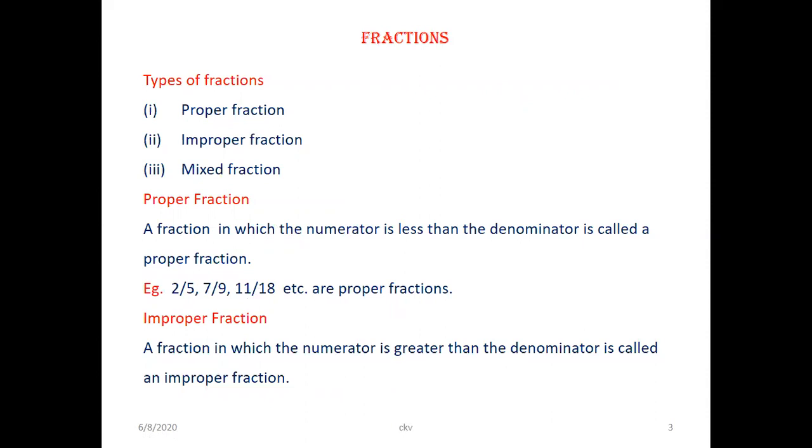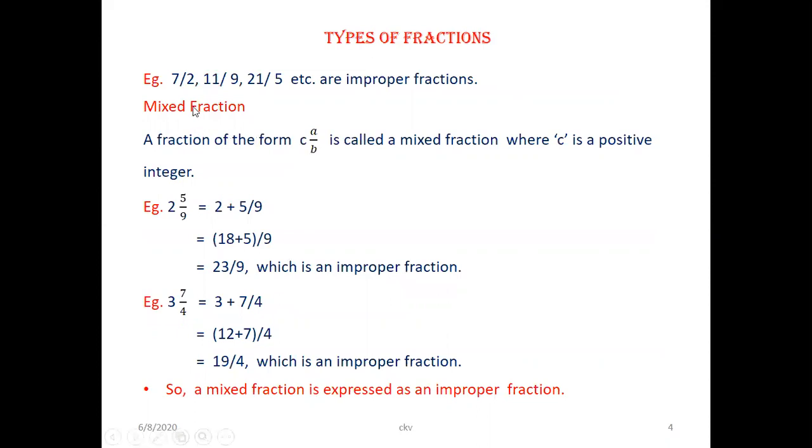Now the other way, if the numerator is greater than the denominator, then that fraction is called an improper fraction. If you see these fractions, the numerator is greater than the denominator. See, 7 is bigger than 2, 11 is greater than 9. In this fraction, 21 by 5, 21 is greater than 5. So such fractions are called improper fractions.